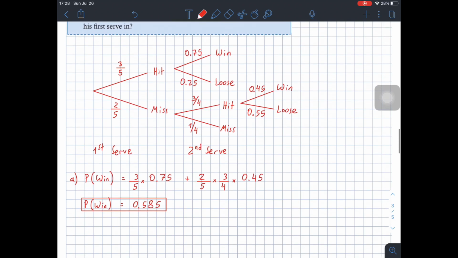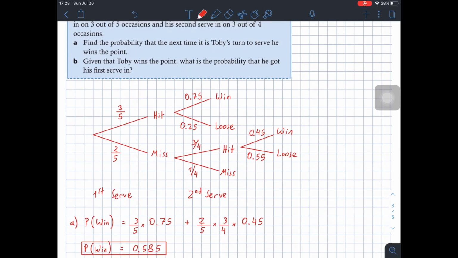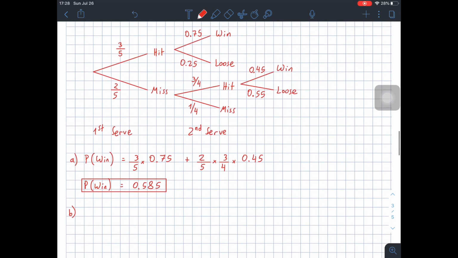Super. Then we have part B, the last part, which says, given that Toby wins the point, what is the probability that he got his first serve in? So given that, again, we're talking about conditional probability, right? So the probability of a first serve in, given that he wins the point. That's what we're being asked. So the given part would be our denominator, right? So in the denominator, we're going to have probability of win.